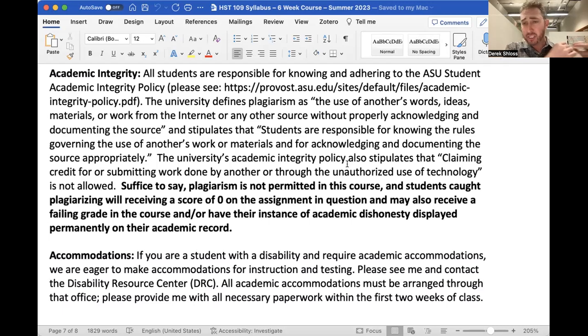AI generated writing like ChatGPT is not allowed in this course. That'll be considered plagiarism if you make an attempt to use ChatGPT to write, for example, your final essay. That's treated just like copying and pasting things off the internet without proper attribution. I should mention as well, Turnitin.com.